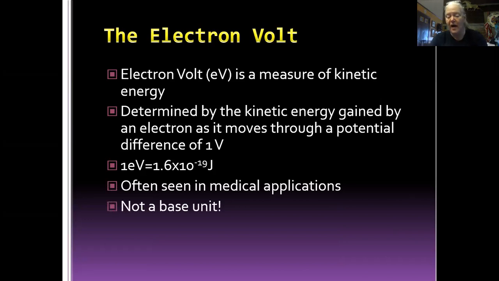But if you have a problem where you are given a number in electron volts, that is not an MKS base unit. You have to convert to joules before you do the problem. Remember, MKS is meters, kilograms, seconds. Those are our base units. So we have to convert to joules before we do any problems if we're given electron volts.